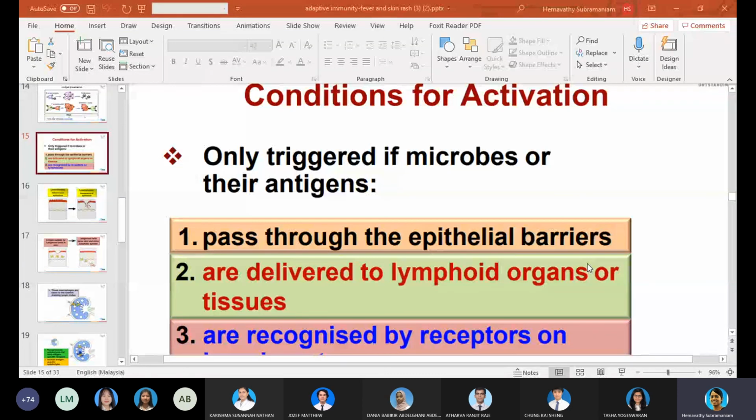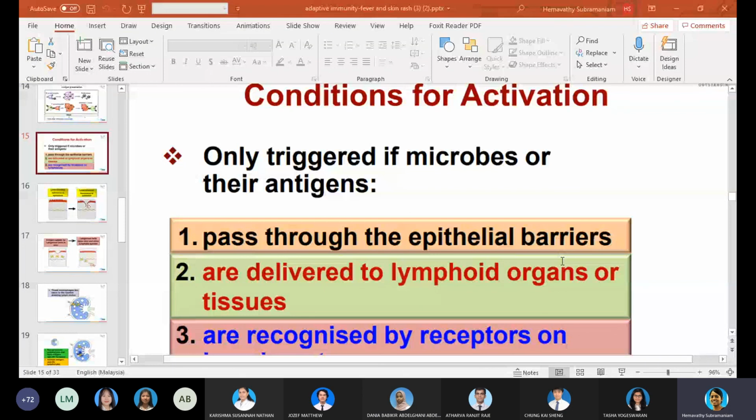Do the three conditions for activation always happen in that exact order? This is the condition for activation of the adaptive arm of the immune response. Yeah. And the answer is yes. All right. Yes, Dania, did I answer your question? Yeah, thank you.